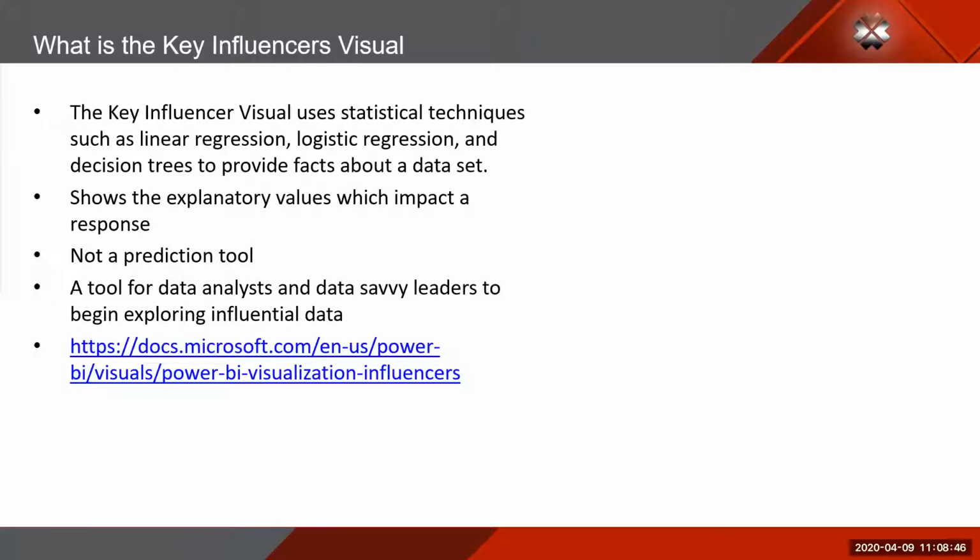One of the more important things to realize about the Key Influencers visual is that it's not a prediction tool, right? We're not going out and training models, testing models, and then deploying models to be used for prediction. Microsoft really positions this as a gateway to start exploring influential attributes, features, and columns within your data set. Microsoft has excellent documentation about the Key Influencers visual, and the link to that is shown at the bottom.